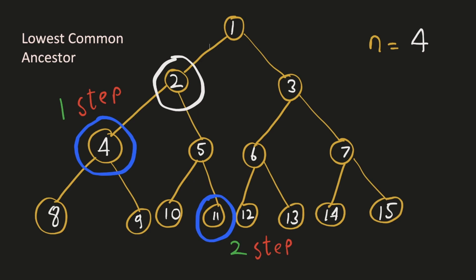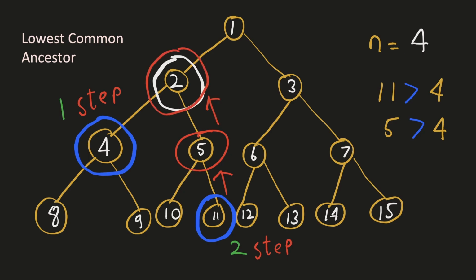at the same level. To determine which node should move first, we can check whichever is greater, we'll move it first. For example, 11 is greater than 4. So our pointer will move from node 11 to node 5. And now again 5 is greater than 4. So we'll move pointer 5 by one step to bring it at 2.